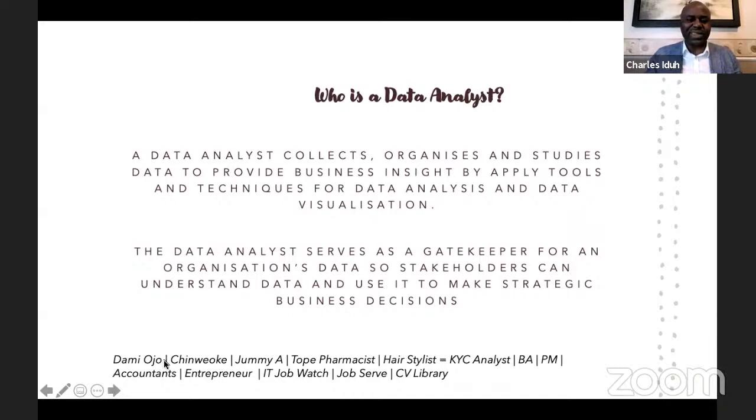So we said a data analyst collects, organizes, studies data to provide business insight by applying tools like SQL, tools like Excel. Excel is also a tool. Tableau, QlikView, Alteryx. I was studying about Alteryx today, Google Analytics, etc. There are hundreds and thousands of tools out there.